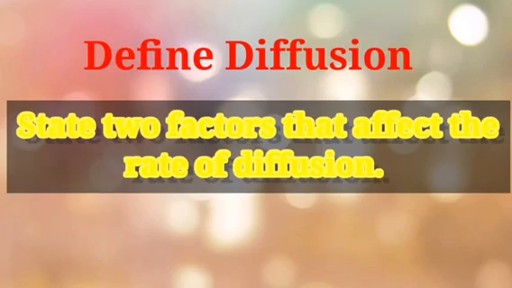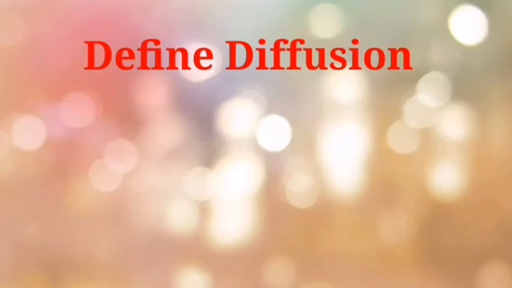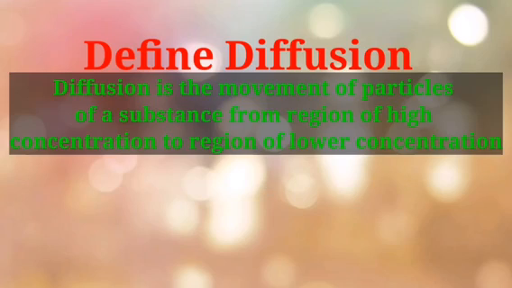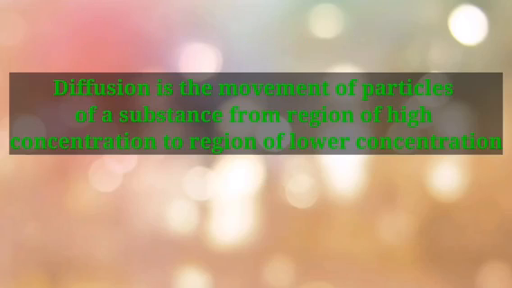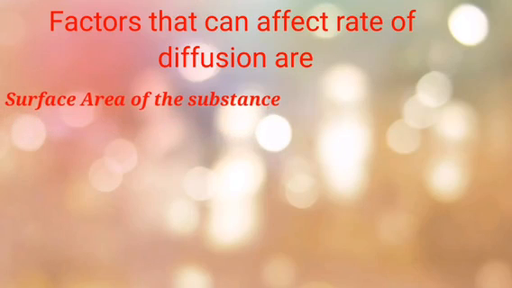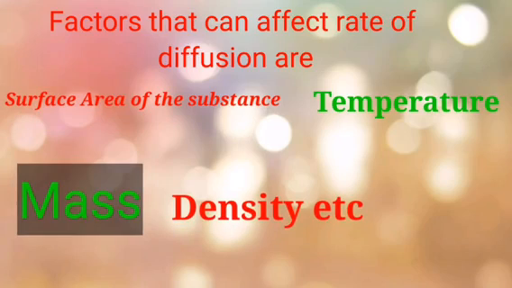Now, the next question says, define diffusion and also state the factors that can affect diffusion. Now, diffusion is the movement of particles of a particular substance from a region of high concentration to a region of low concentration. And some of the factors that can affect diffusion are the surface area of the material, the mass of the material, the density of the material, and so many other things like that.